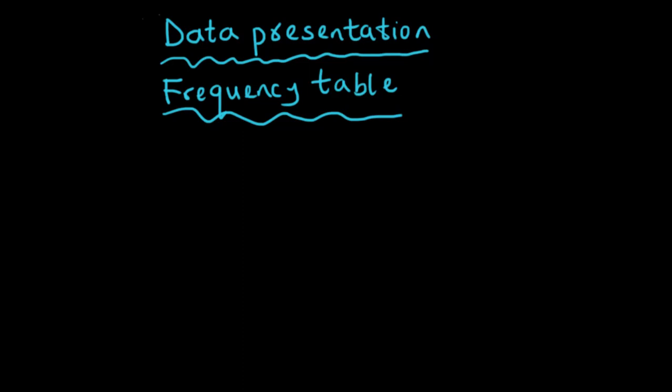So under data presentation, we'll be looking at frequency table. Now, when you're asked to construct a frequency table, it's just a way to present your data. It helps you to kind of summarize the data before we go into data analysis. Does that make sense? Now, the best way to explain this perfectly is to take an example. So let's take an example.